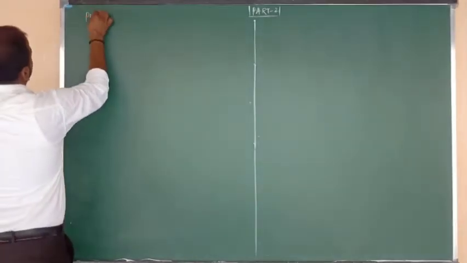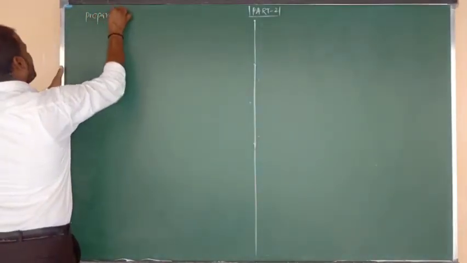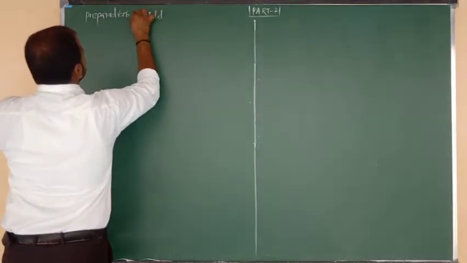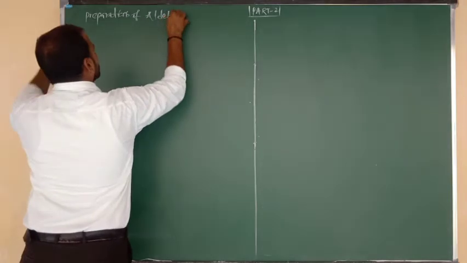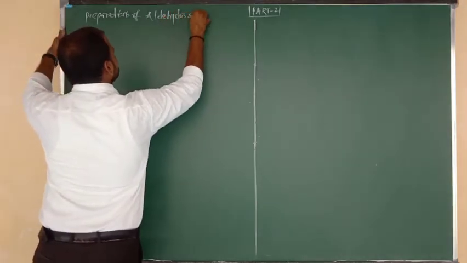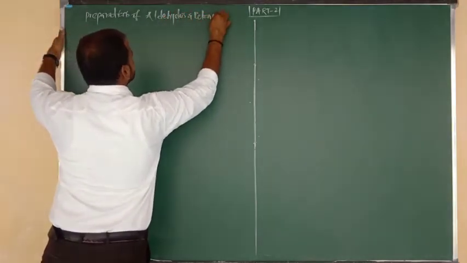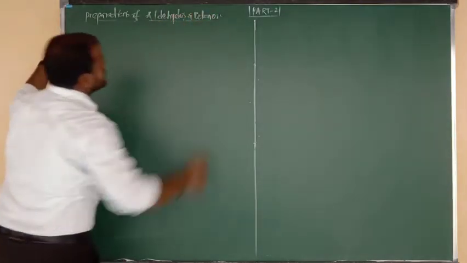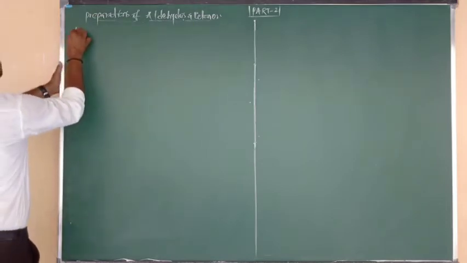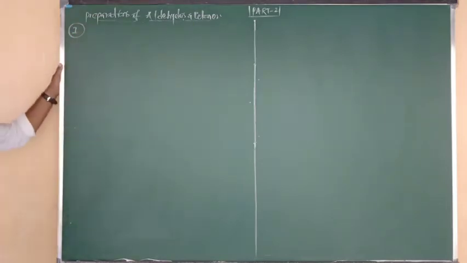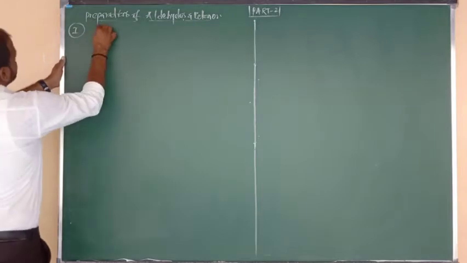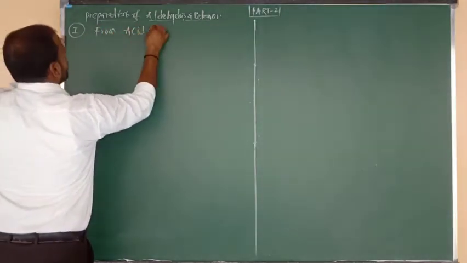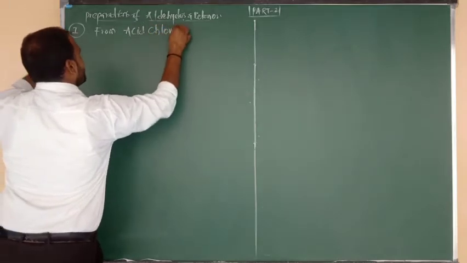Yeah, next topic, beta: preparations of aldehydes and ketones. In that, the first method I am going to discuss with you, method number 1, is from acid halides, or exactly, from acid chlorides.